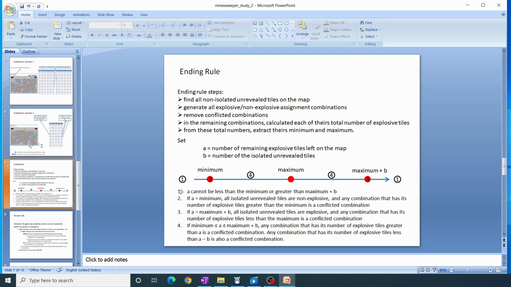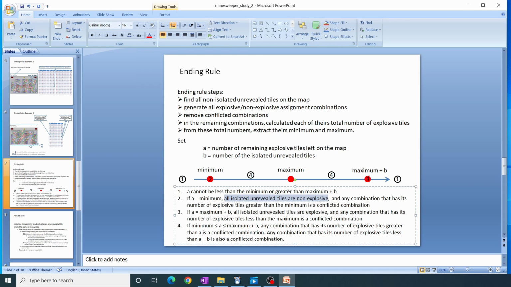So for example, case number 1 is when A is less than the minimum or greater than the maximum plus B. So this is an impossible case. A cannot be less than the minimum or greater than the maximum plus B. If our A is somehow in these two regions, then something is wrong. In the second case, A is equal to the minimum. So if A is equal to the minimum, all isolated unrevealed tiles are non-explosive, and any combination that has its number of explosive tiles greater than the minimum is a conflicted combination.